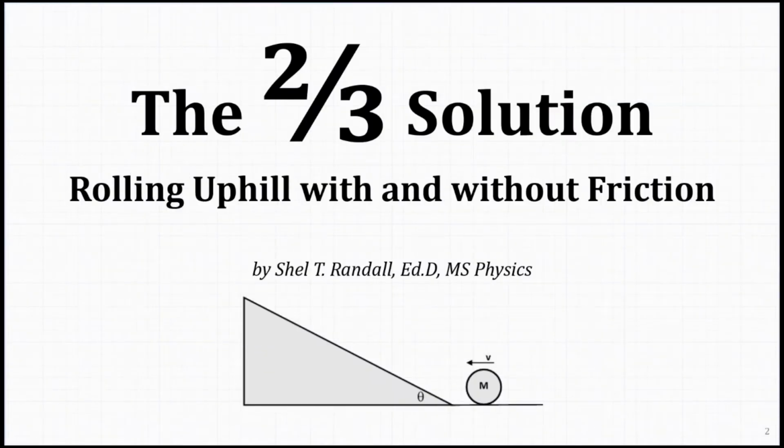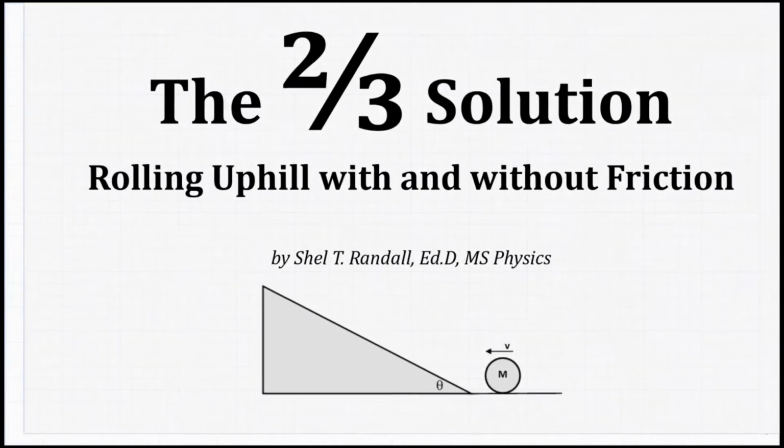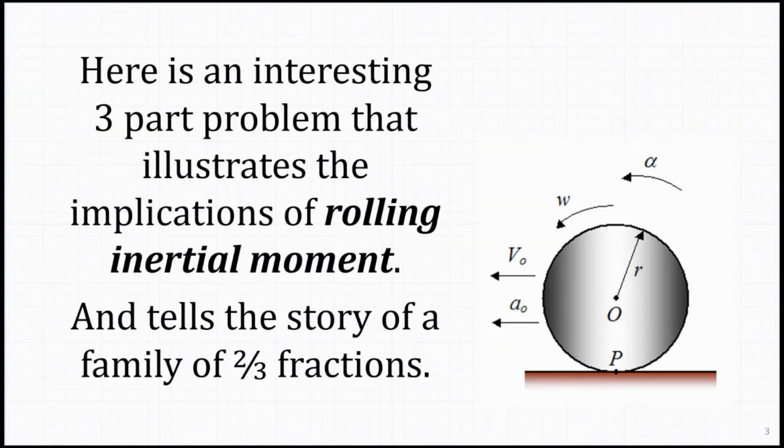The two-thirds solution, rolling uphill with and without friction. Here's an interesting three-part problem that illustrates the implications of rolling inertial moment and tells the story of a family of two-thirds fractions.